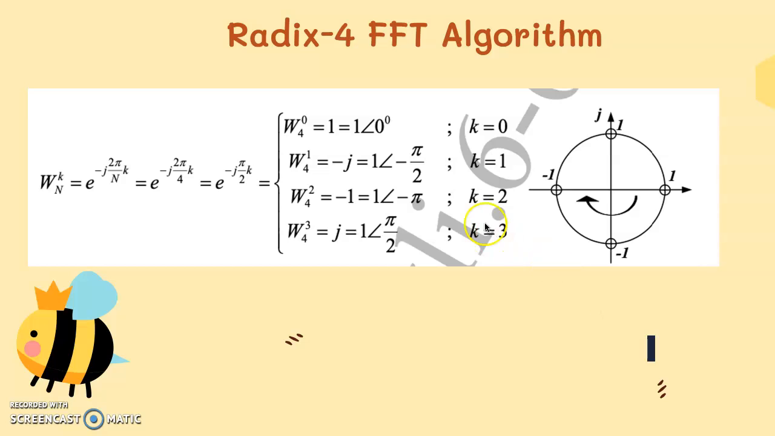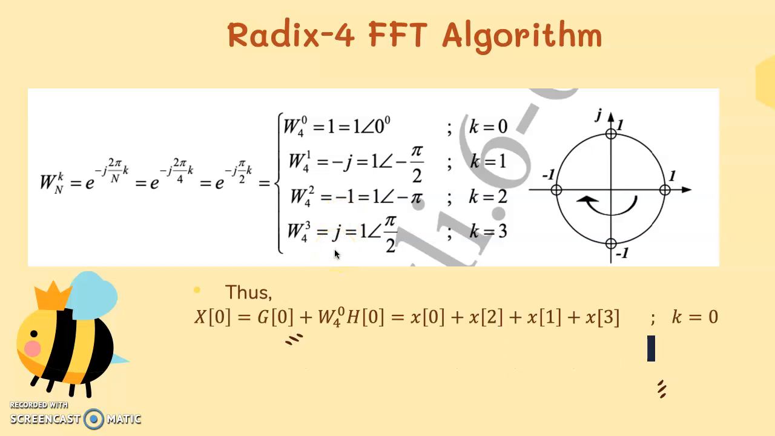Okay, for the constant part, W_N^k, so it becomes e^(-j2πk/4), N is 4, so you get e^(-jπk/2). Then you substitute from k0 until k3. So it's W_4^0, W_4^1, W_4^2, and W_4^3. So it becomes 1, minus j, minus 1 and j.